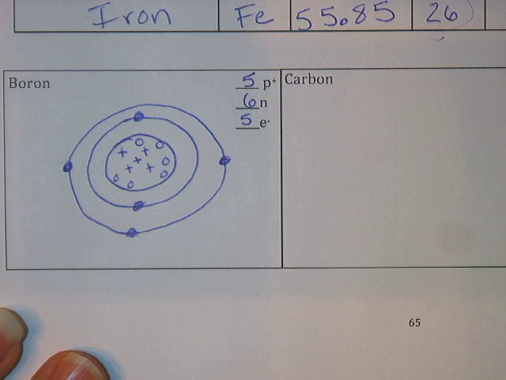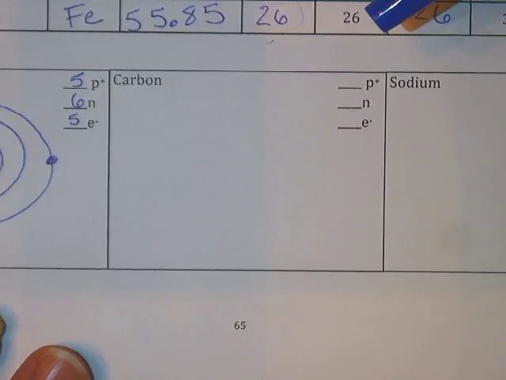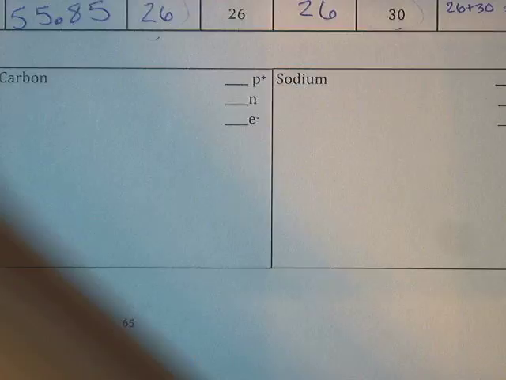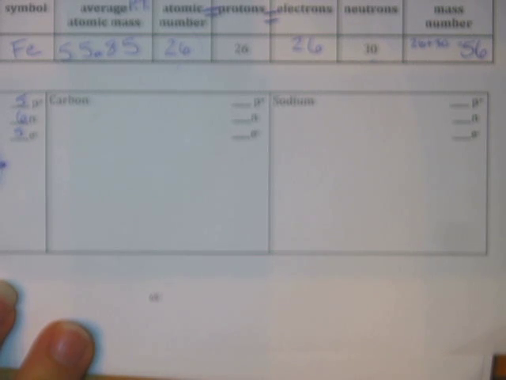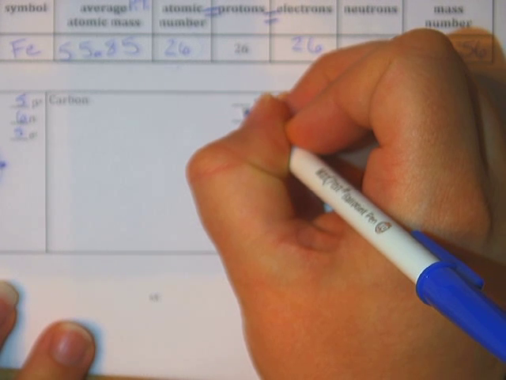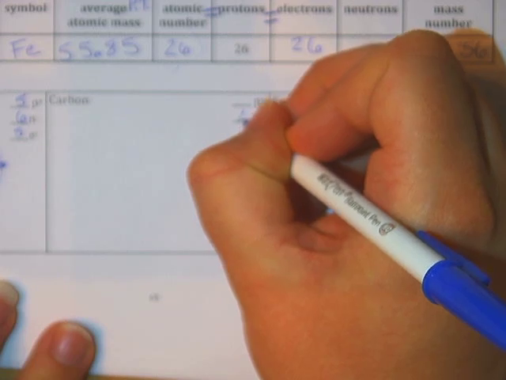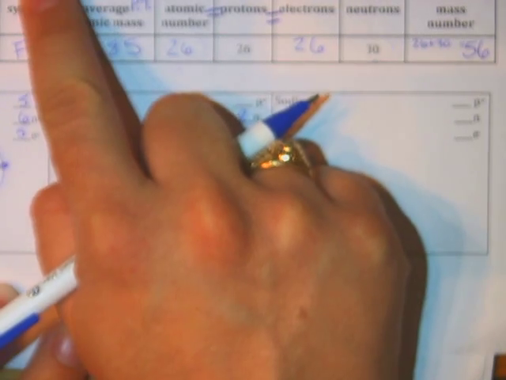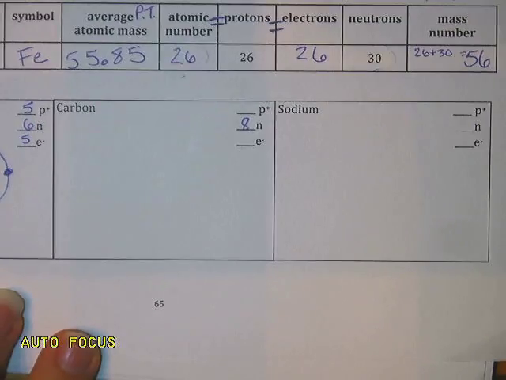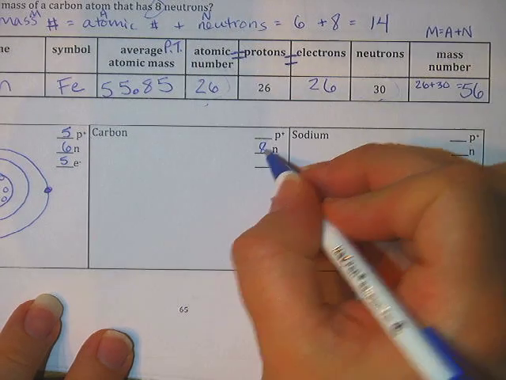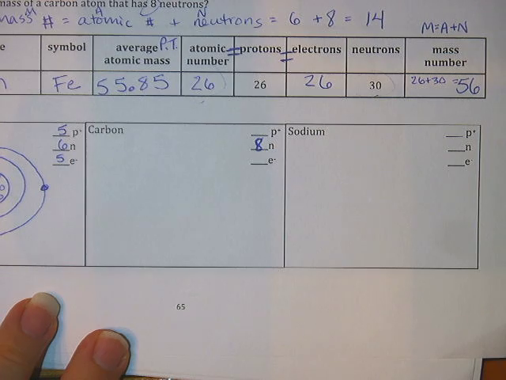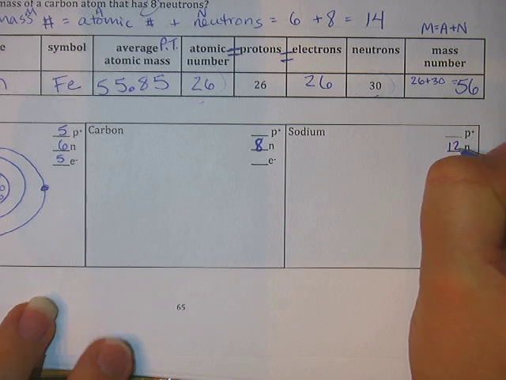Okay. I'm going to, again, tell you how many neutrons to draw for carbon and sodium here. For carbon, I want you to do a carbon with 8 neutrons. Just like in problem 4 up here. Oh, whoops, that's really blurry. In problem 4 up here, carbon had 8 neutrons, so we're going to do 8 neutrons in the carbon we draw down here. And when you draw your sodium, do one with 12 neutrons.